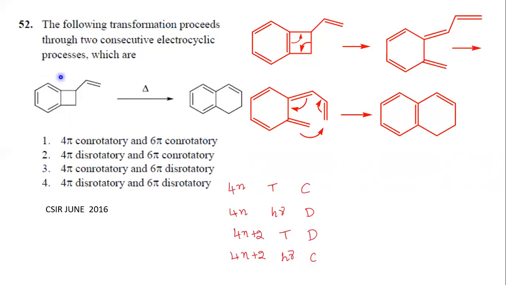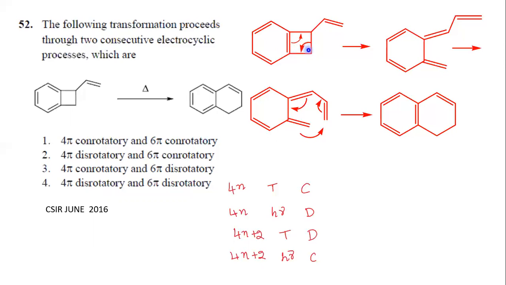Now, for going from here to here, we need to do two processes. One, we should first open this 4-membered ring, then we should close the resultant molecule produced. Now, for opening this ring, as we know that these pi electrons are delocalized, this could be written like this. Then this is the 4-membered ring, and we should open this ring.